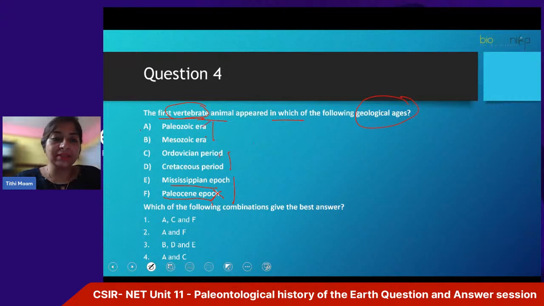Okay, A and C. What I'm going to tell you is that when you are not sure, how can you apply your logic to find out the correct answer? Okay, so whenever we are.